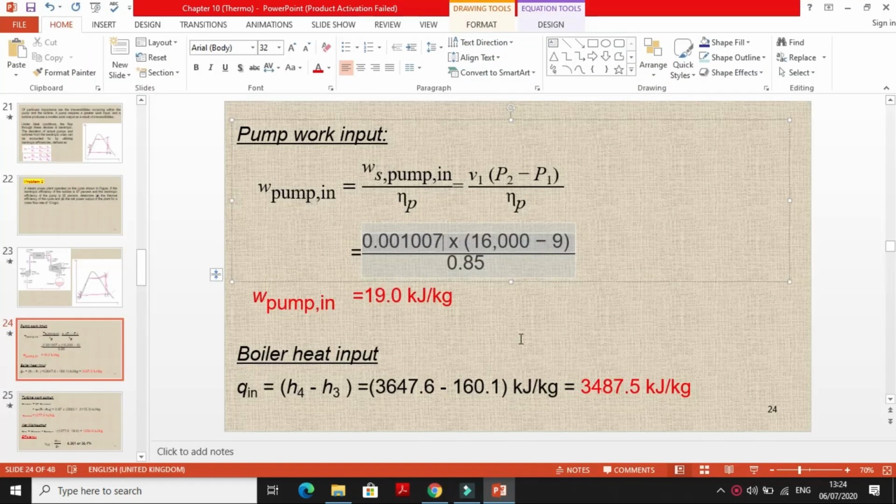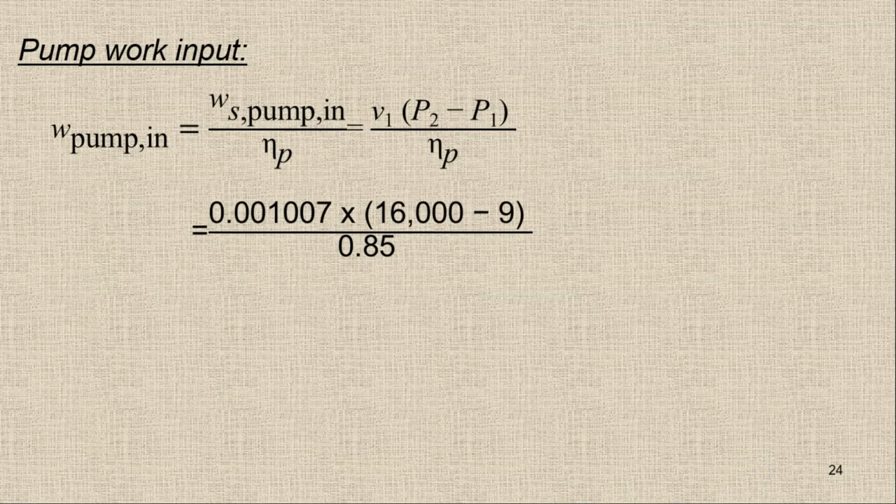So for the pump, we have V1, 0.001007, times 16 megapascal minus 9 kilopascal. In terms of kilo, you can multiply 16 by 10 to the power 6, divided by the efficiency, and then we will get the answer around 18.967. I've rounded it off and written 19 kilojoule per kilogram. So this is the pump work input.